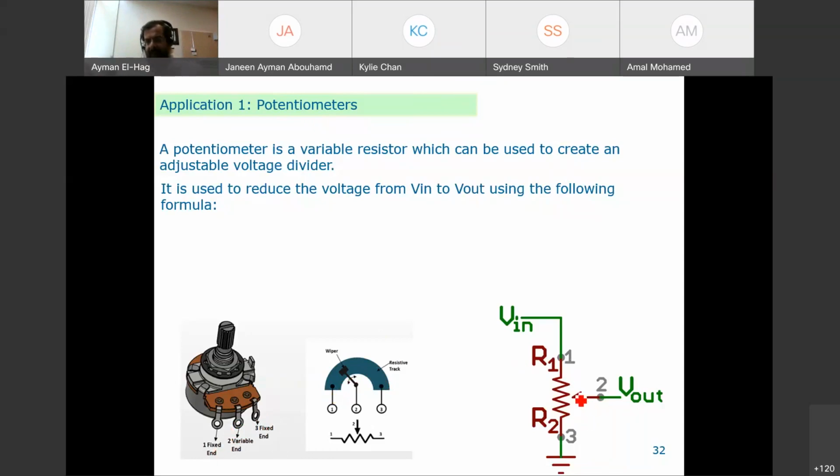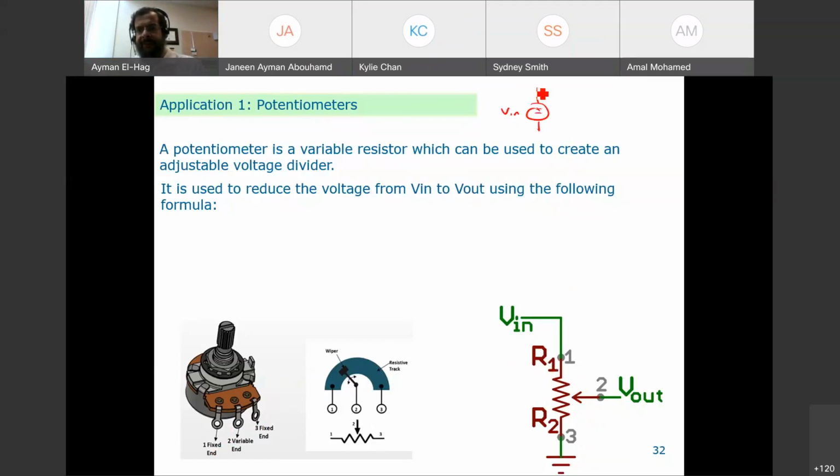So what I'm rotating here, when I rotate here, I'm moving number 2 up and down, up and down. Now, the Vout is the voltage between this point and the ground. And this is the Vin. So basically, this circuit is nothing but something like this.